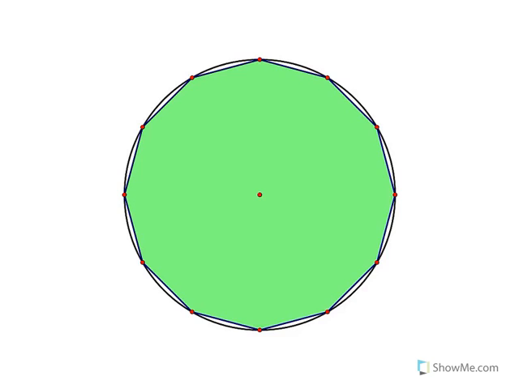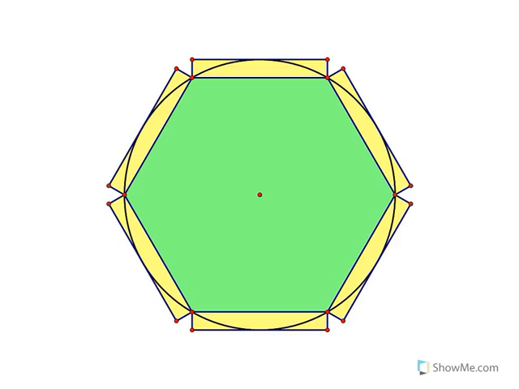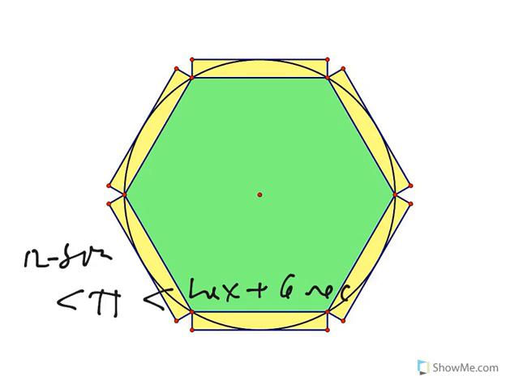The observation is that pi is definitely bigger than the area of this dodecagon, but it's also less than the area of this figure, which is the hexagon plus the 6 rectangles. So I'm going to write down that pi is bigger than the 12-gon, but less than the hexagon plus these 6 rectangles. So if I could figure out the hexagon plus the 6 rectangles, that would give me an upper bound.